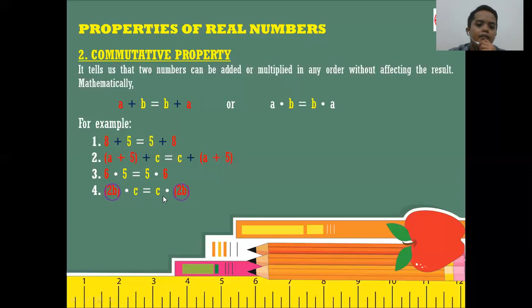And then the c would now be the first. So that is commutative property of multiplication.